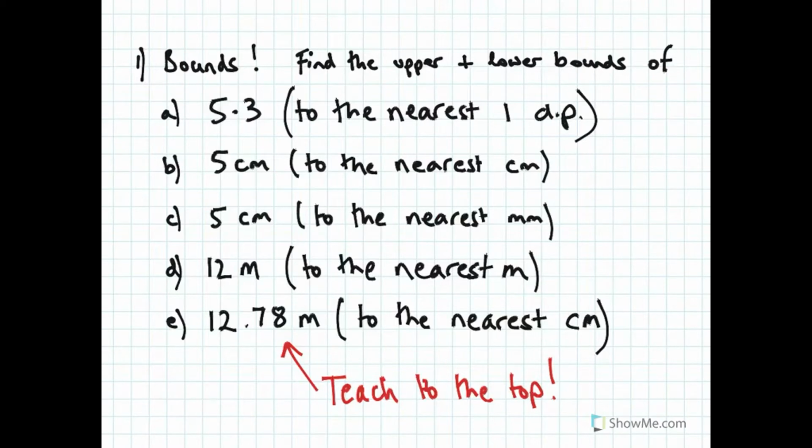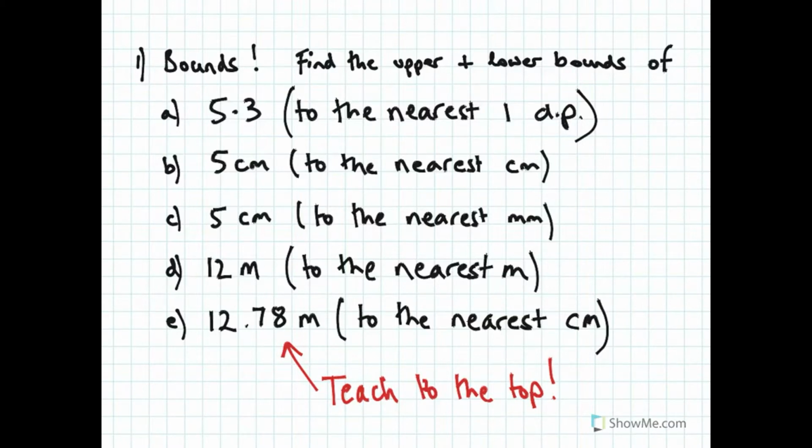First question, upper and lower bounds. It says 1 decimal place on this first question, so we're going to be looking in the second decimal column and thinking about the biggest and smallest that number could be. The smallest it could be is 5.25, and you need to think about the biggest it could be.